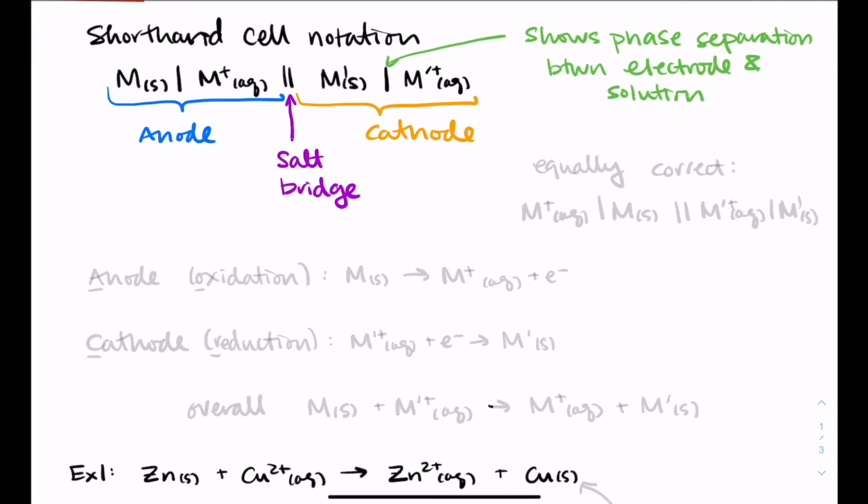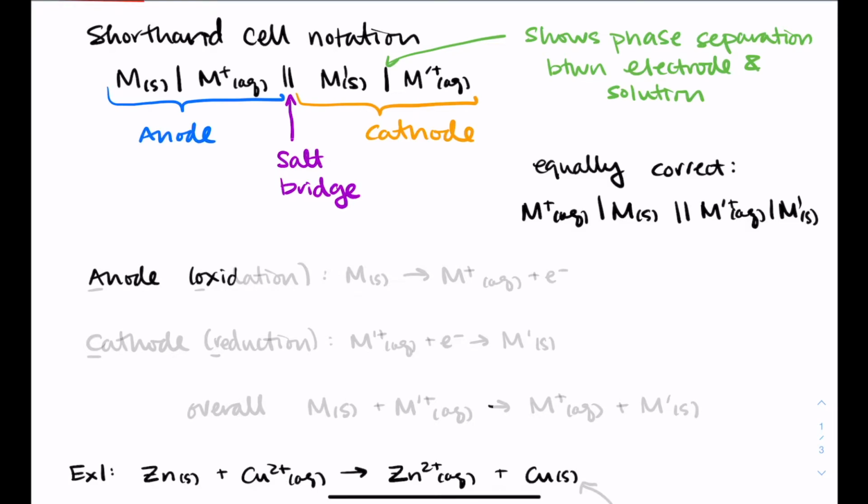The anode always goes on the left, the cathode always goes on the right, but within that section, I think it's convention to write the electrodes on the outside, but it's not a rule. So it would be equally correct if you wrote the solution first and then the electrode, as long as it's for the anode on the left side. If you have multiple things in the solution that you need to list, you just put commas in between them. So the single line will separate the solid from the liquid, aqueous, and gaseous components, and you would list all of those in the solution section.